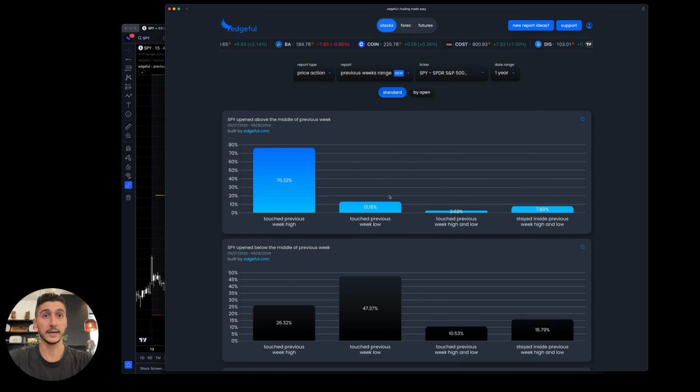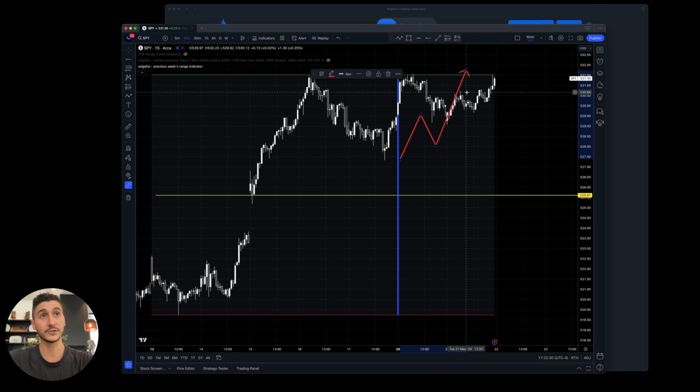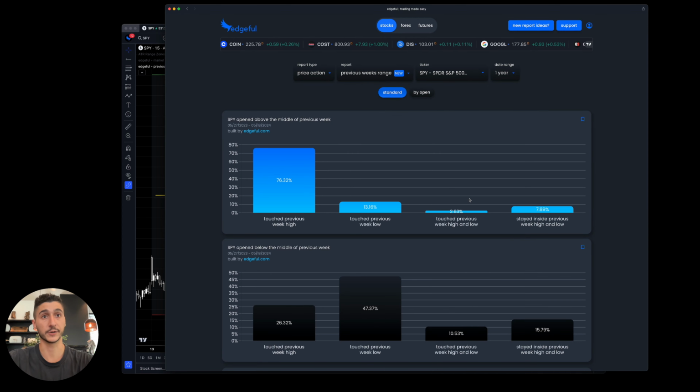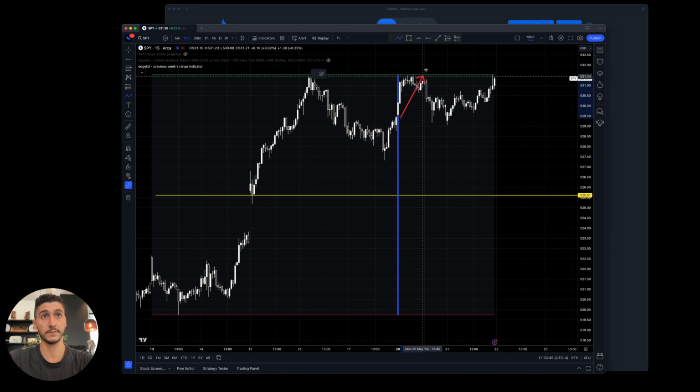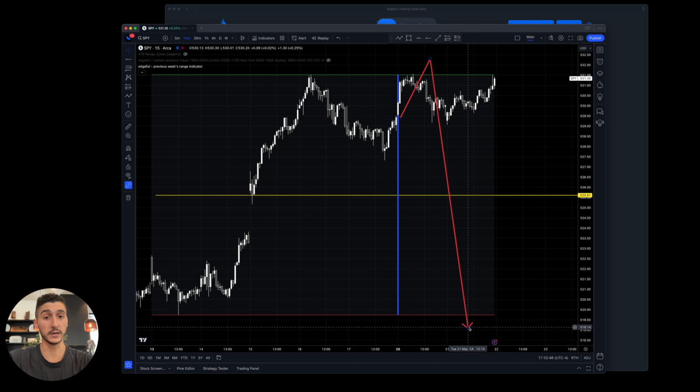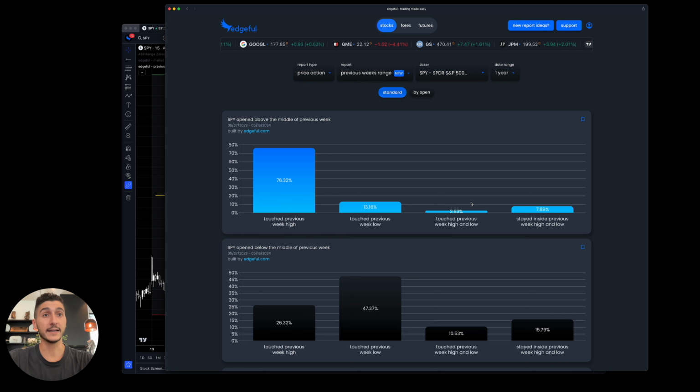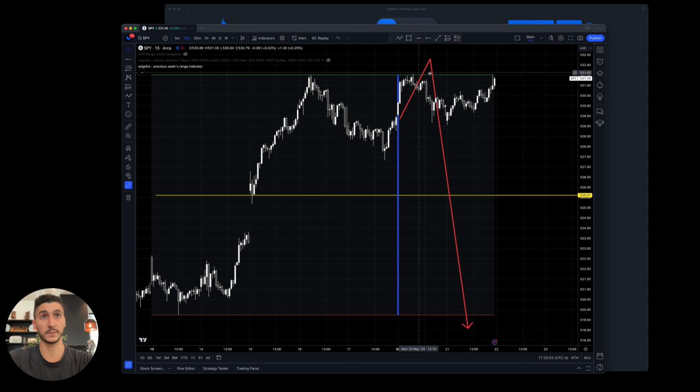Now, importantly, it is very unlikely for us to touch the previous week's low when we open above this area, because it opens in the top half of the range. Then, very importantly, touching both the previous week's high and the low within this week specifically, so before Friday, and right now it's Tuesday, has happened 2% of the time in the last year. So not something that you want to target. As soon as this week's high gets touched, you do not want to be targeting this low.